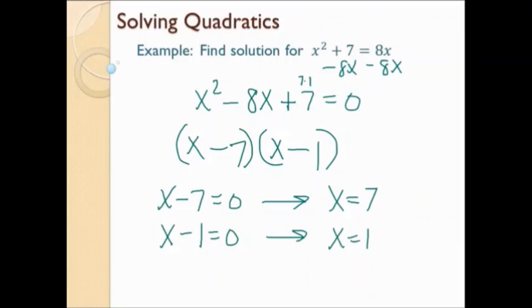X equals 1. Now you might be saying, well, can't I just change the sign on the negative 7 and negative 1 to just positive 7, positive 1? Yes, you can. The problem is, what happens when there's a coefficient in front of the x?